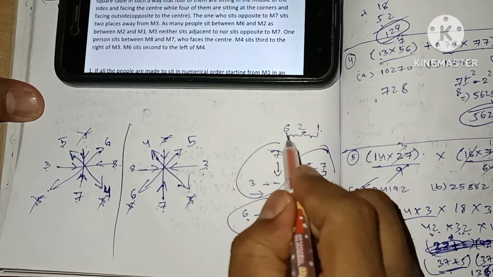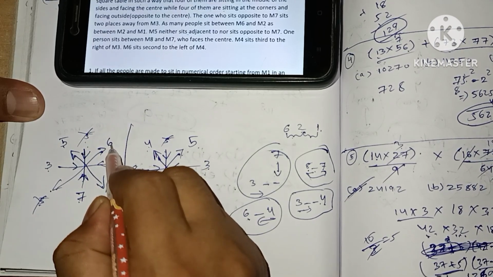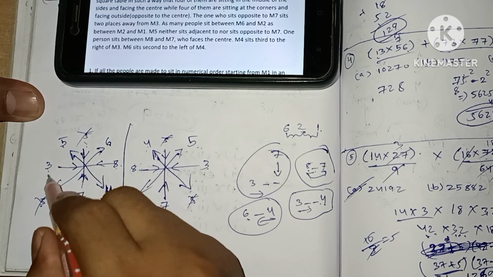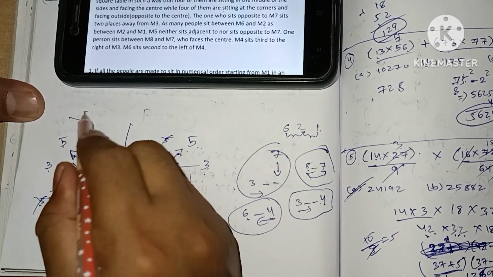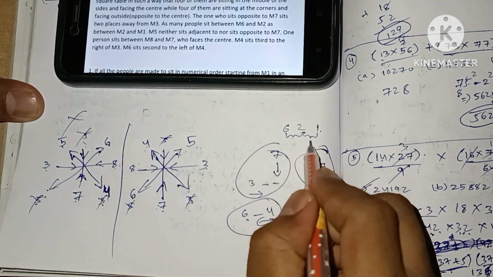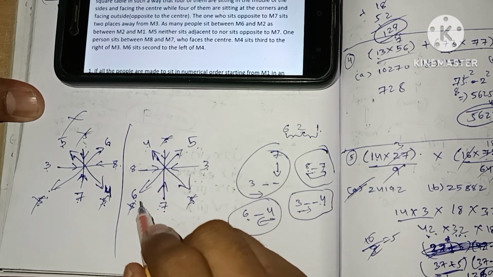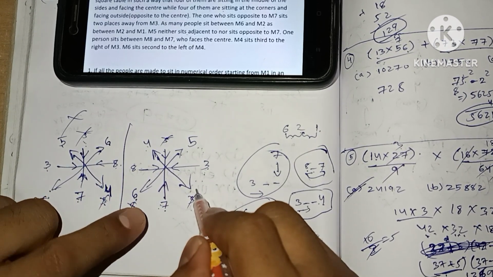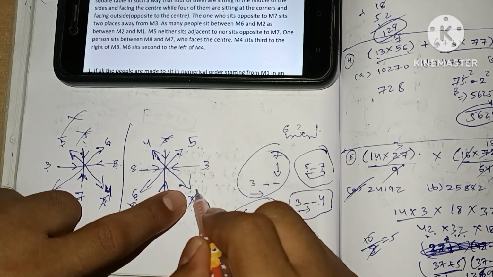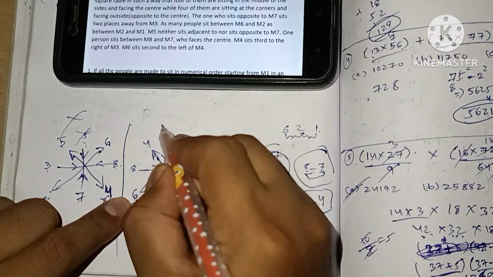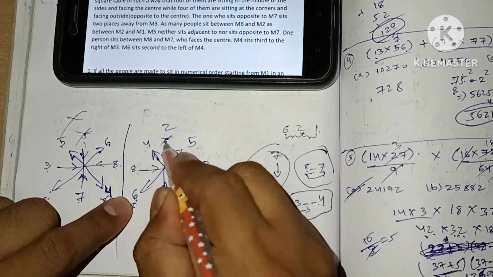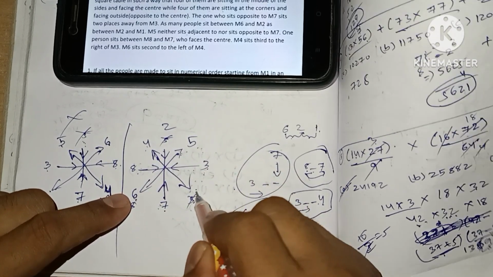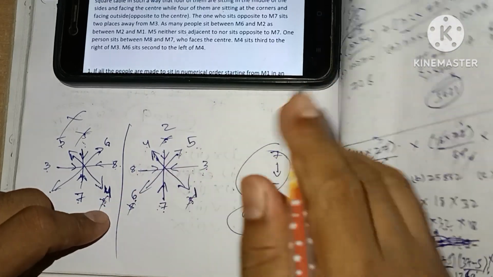Now we need to see this one. 6 here means if we place 1 here, we cannot place 2, and if we place 2 here, we cannot place 1 here. So this case totally fails according to this statement. Let's see, in this case we have 6 here. If we place 2 here, there are 2 people between 6 and 2, and this is the place for 1. So this is the solution of our puzzle.